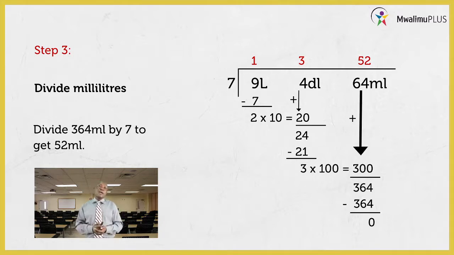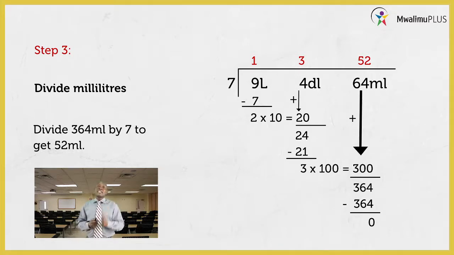Then we do our subtraction, which will lead us to 0, because they're the same. So we get 0, and therefore our answer will read as follows: 1 liter, 3 deciliters, and 64 ml. That's the final division for that problem. So learners, that's how we tackle problems involving division.